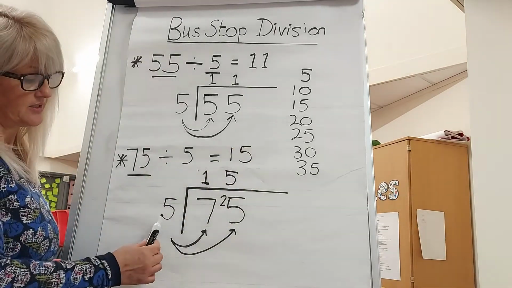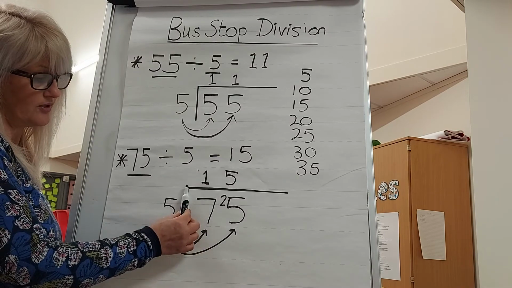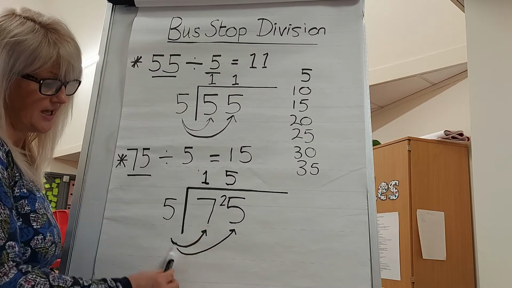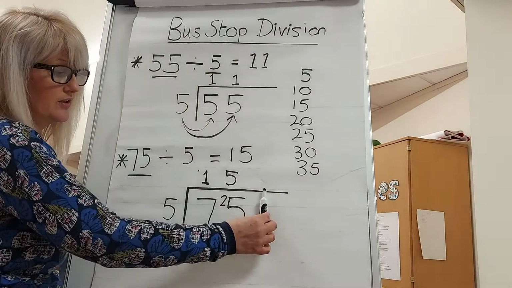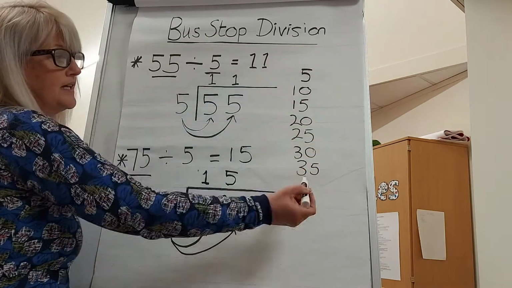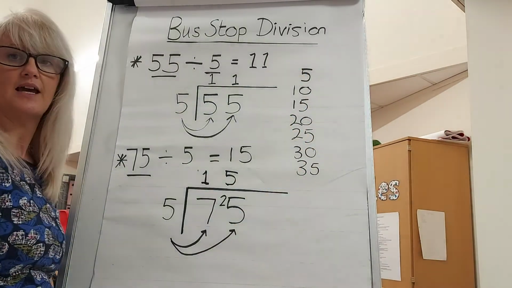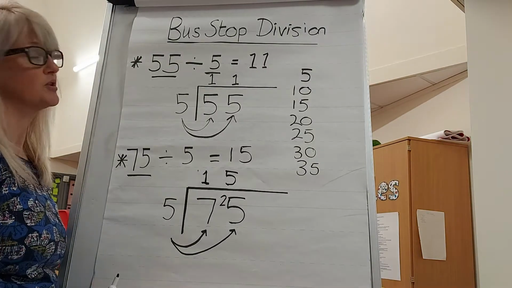Using the bus stop method, as long as you always go into the number nearest the front of your bus stop first, and then you just carry on going to the second number, and if you have a third number, your method doesn't change. My top tip is listing your times table, because that really makes your job a lot easier when you're doing bus stop division.